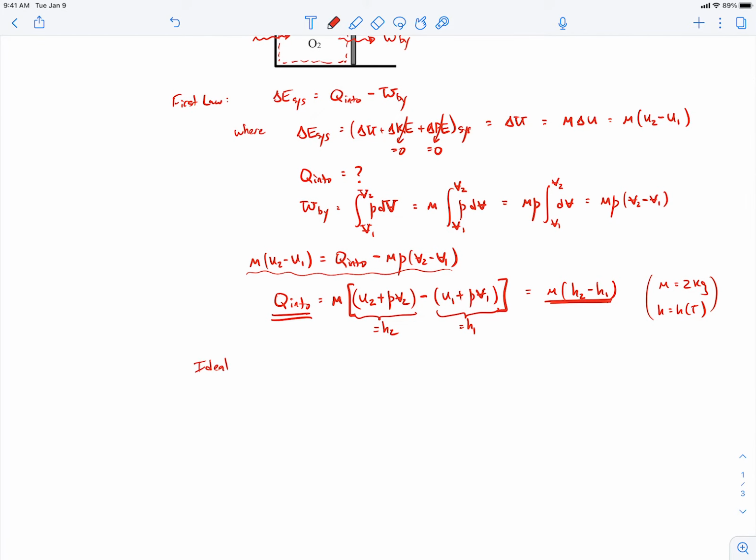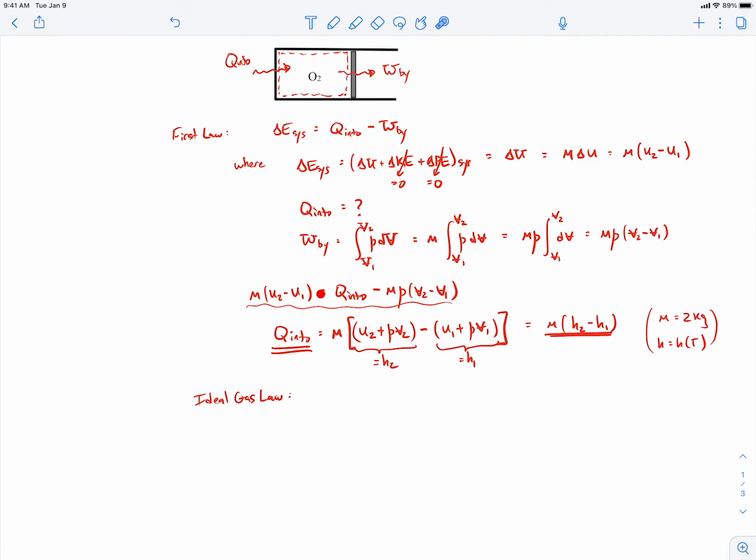We're going to assume that the oxygen is an ideal gas. Note that so far we haven't actually assumed that the oxygen is an ideal gas anywhere in this analysis. All we've done so far is apply the first law and use the definition of the specific enthalpy. That's all we've done. We haven't said that we're dealing with an ideal gas yet. So I'll just make a note here: just assume O2 is an ideal gas.